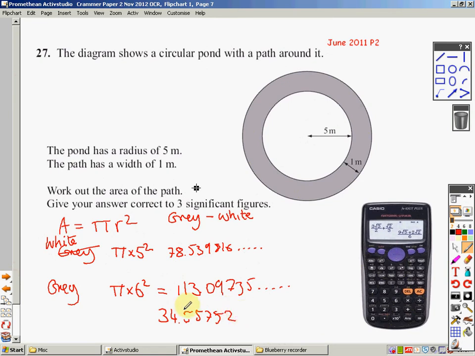They wanted 3 significant figures, so I can have 1, 2, 3 numbers, chop it off. That's a 5, so I need to round that number there up. So my final answer is going to be 34.6. Make sure that point's visible. Don't forget the unit, centimetres. No, it's not centimetres. Metres squared, because it's an area.